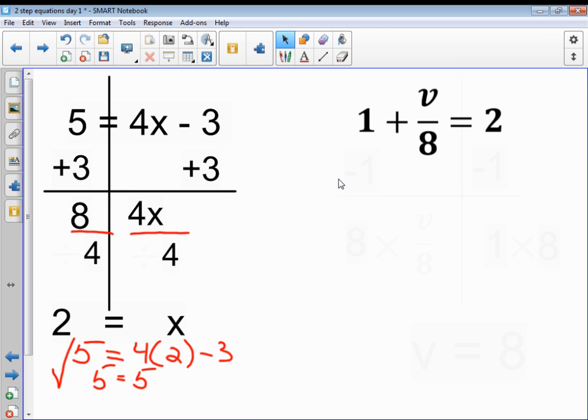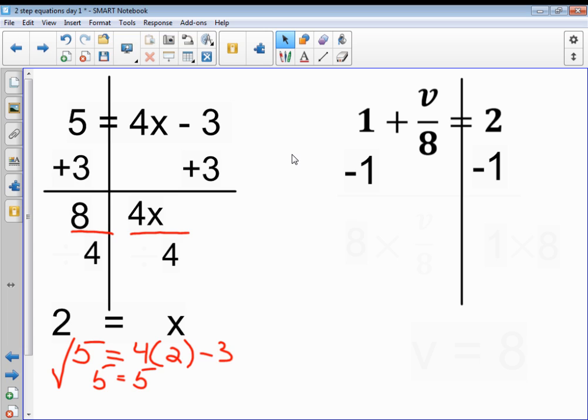If we look at our second example, we have 1 plus v divided by 8 is equal to 2. First thing, I'm going to draw that line so that I know I am solving the problem on both sides. If I start with the number that is on the same side as the variable, I'm starting with positive 1. So to get it to the other side, I need to subtract 1 from both sides of the equation.